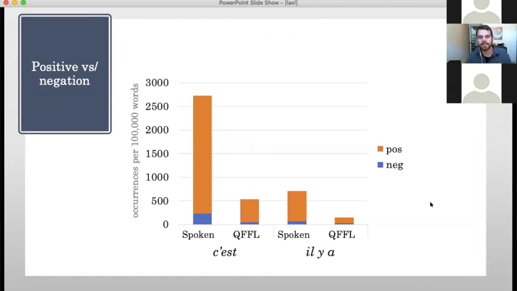Looking at the negation, we see a lot more positive than negative, to be expected, nothing surprising here. However, I think this is really representing those repeated forms. And so we see this here, and then the negated ones are potentially also repeated, but not as much. Looking at "c'est" and "il y a."